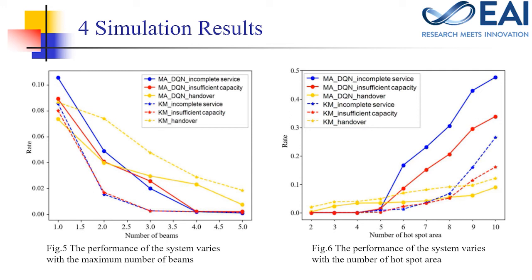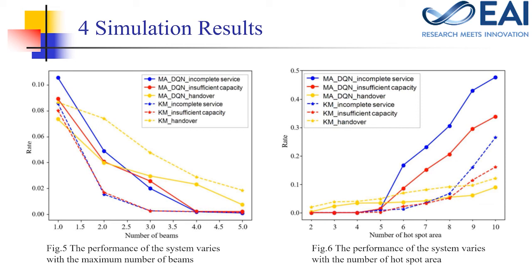Figure 6 shows the influence of the number of hotspots on the handover rate, incomplete service rate, and insufficient capacity rate. As the number of hotspots increases, the performance of both algorithms decreases. The handover rate of the multi-agent Deep Q algorithm is always better than that of the KM algorithm, but its coverage performance is not as good as KM.